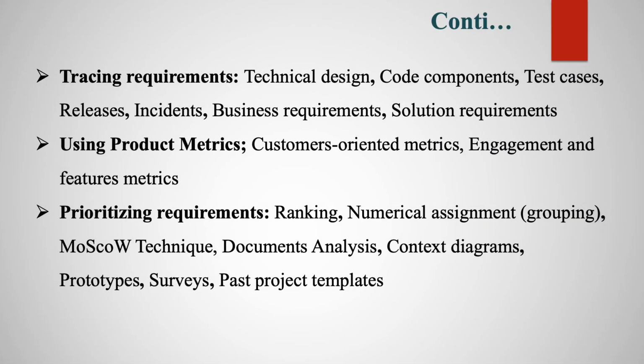So the tracking requirement is actually technical design, code components, test case, release, which indicates business requirement, solution requirement. These are all the requirements tracing. And then using product metrics, it has customer oriented metrics, engagement and feature metrics. And then prioritizing requirement, ranking, document analysis, context diagram, prototypes, surveys, past project templates.